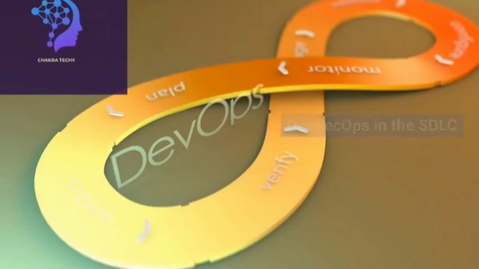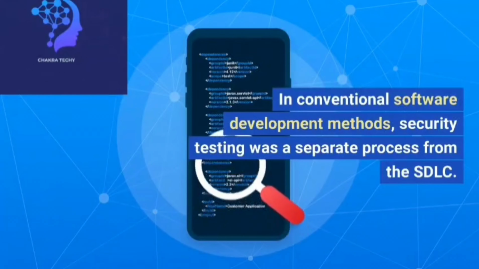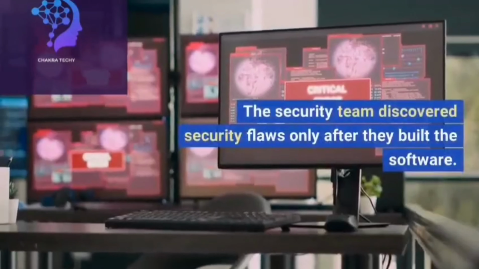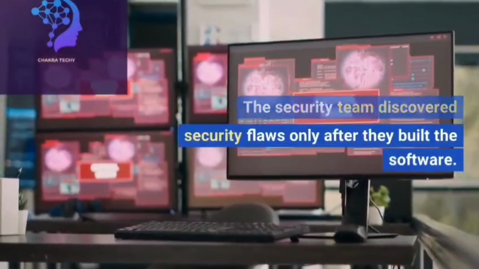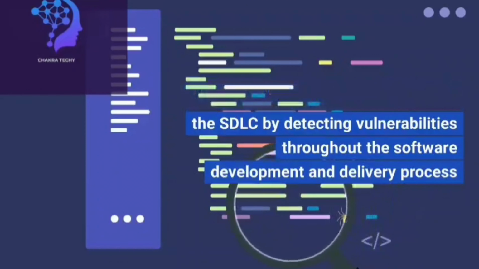DevSecOps in the SDLC. In conventional software development methods, security testing was a separate process from the SDLC. The security team discovered the security flaws only after they built the software. The DevSecOps framework improves the SDLC by detecting the vulnerabilities throughout the software development and delivery process.